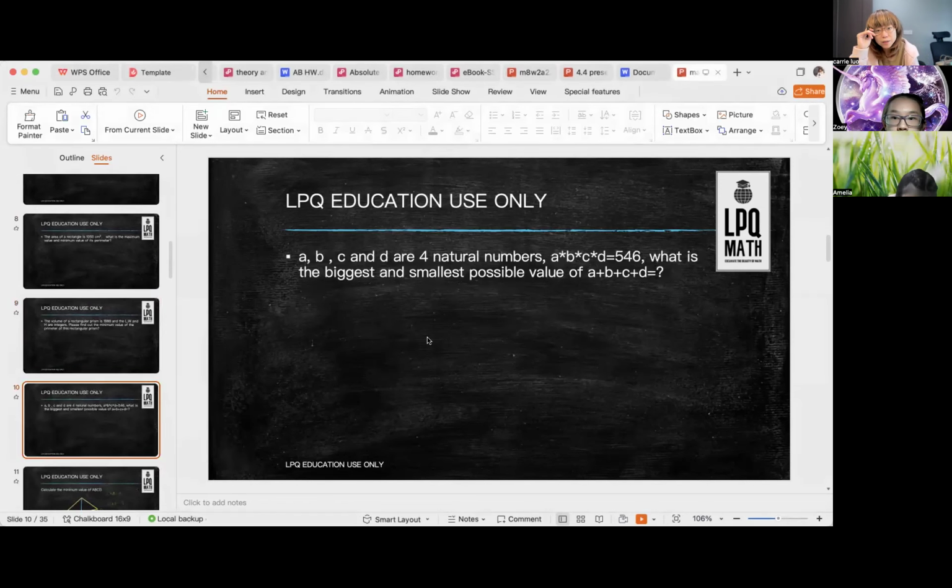Okay, so we have A, B, C, D, which are 4 natural numbers. Natural numbers mean they're integers, right? A times B times C times D equals 400,546. What is the biggest and smallest possible value of A plus B plus C plus D?